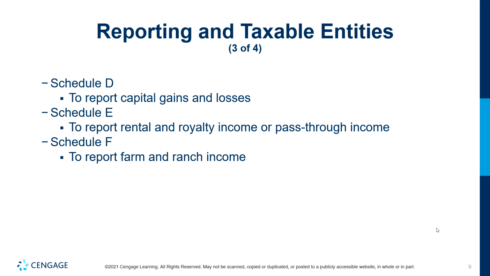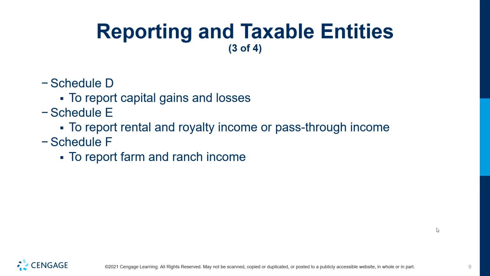This is your K1. Almost forgot what it was, but it's a K1, and this is coming from your partnership or S corp. So either from a 1065 or 1120S will issue out these K1 statements. Basically, it's your portion of the income of that company.